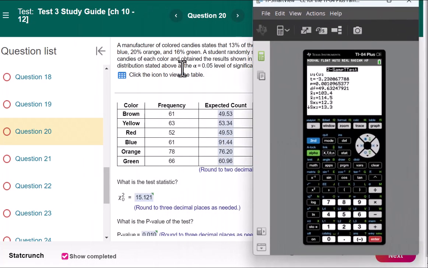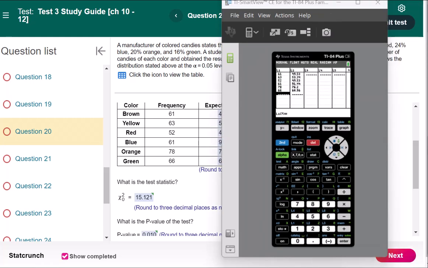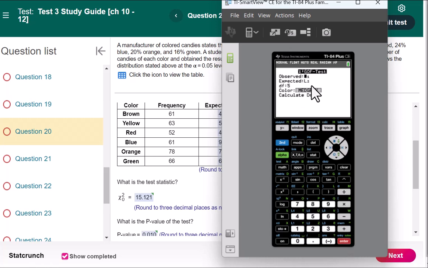Okay, so you're going to input the observed values in L1 and the expected values in L2. So I put the observed in L1, the expected in L2. You go to stat. The name of the test for this section 12.1, guys, is goodness of fit test. Observed in L1, expected in L2. Now, degrees of freedom, let me tell you what this one is. It's number of categories minus 1. How many categories we have here? 1, 2, 3, 4, 5, 6. Minus 1 will be 5. And then you hit calculate.